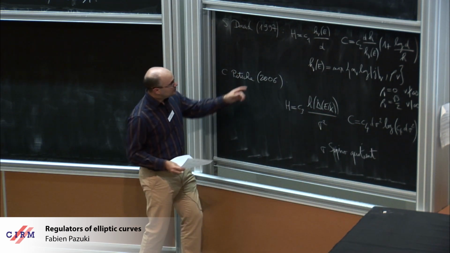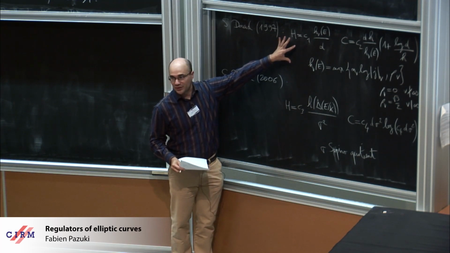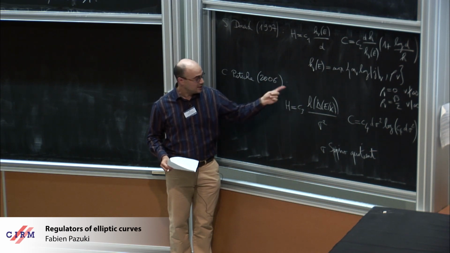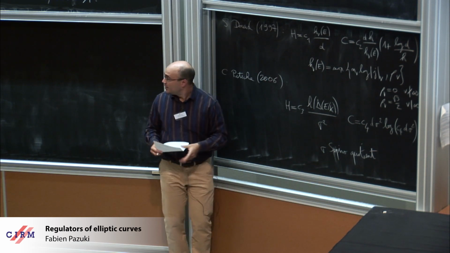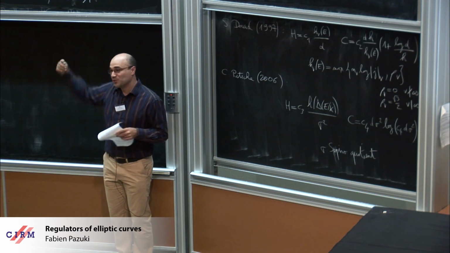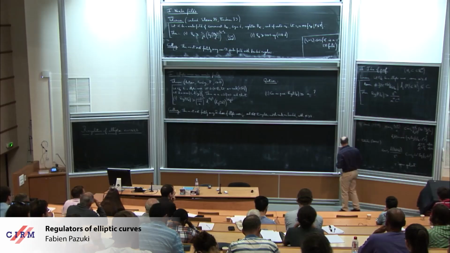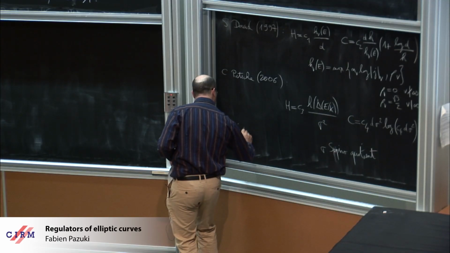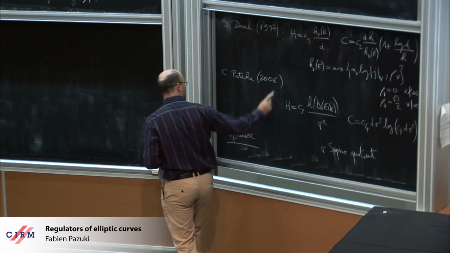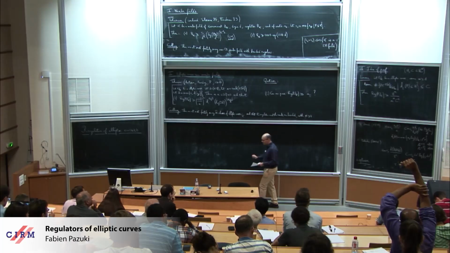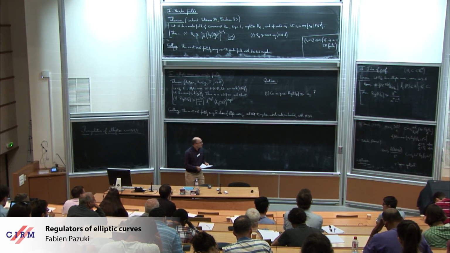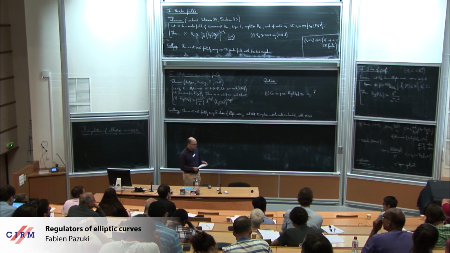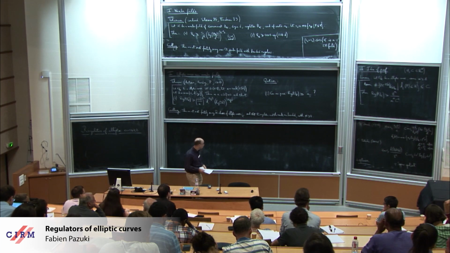So this counting result is not enough. But if you combine the two and you optimize in various parameters, then you get this. You need to work for this, but the strategy is basically to optimize in the number of bad places. Okay, so that's it for what I wanted to say about the proof. And I'd like to end with another approach.